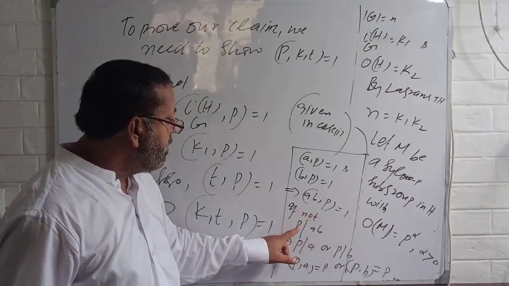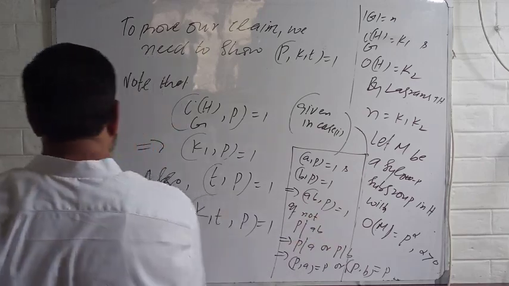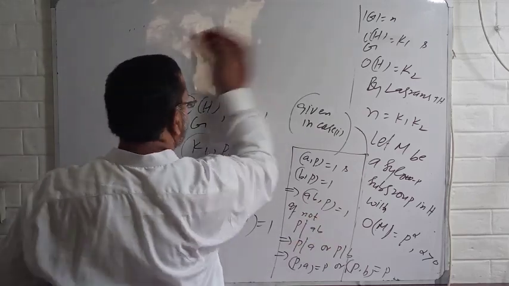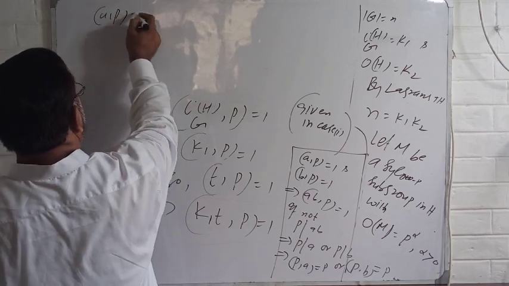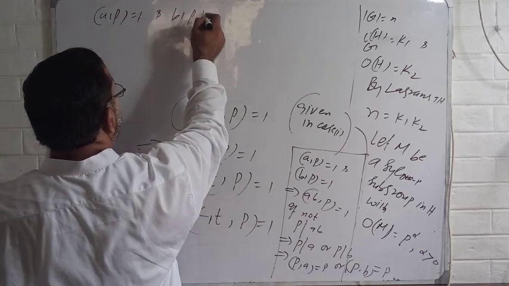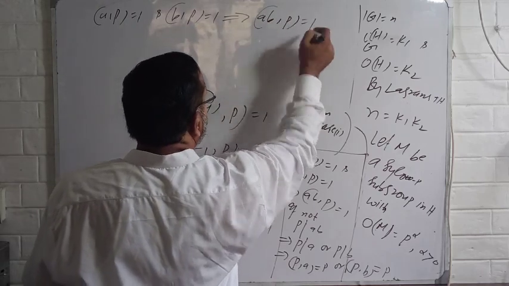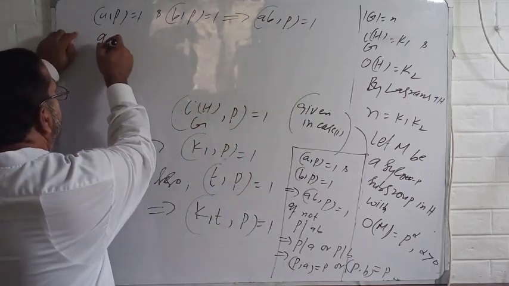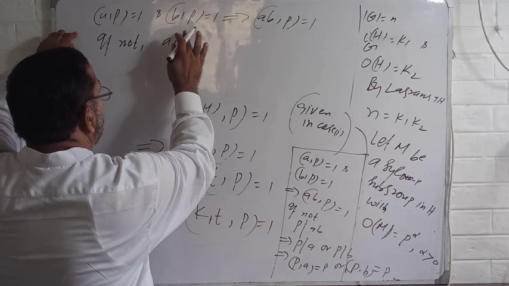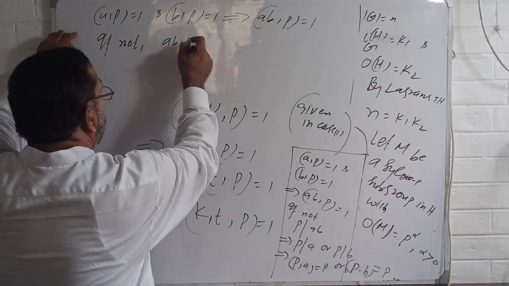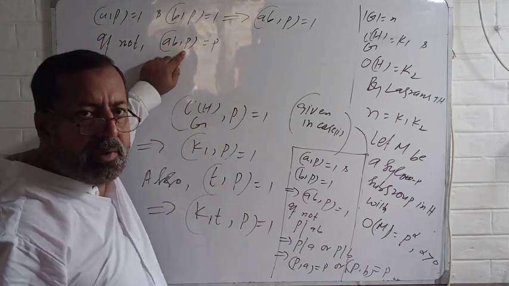If not, then I can write clearly: if GCD of a and P is equal to 1 and GCD of b and P is equal to 1, this implies GCD of ab and P is equal to 1. If not, then GCD of ab and P would be equal to P. You know, GCD with a prime number must be P.